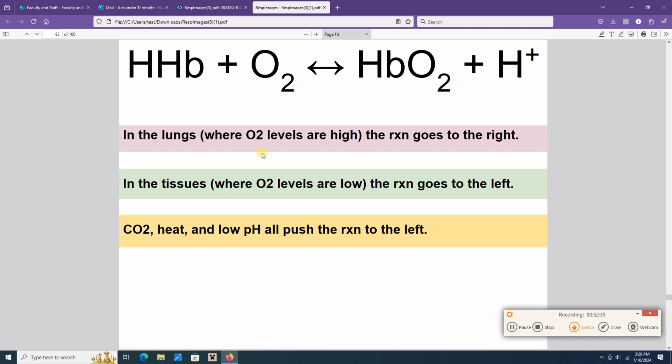Now, CO2, heat, and low pH all cause this leftward reaction to occur, which makes sense because what do you make in working muscles? CO2, heat, and acid. And so all these products of working muscles, working tissues, push this reaction to the left, meaning hemoglobin is letting go of oxygen in working tissues.